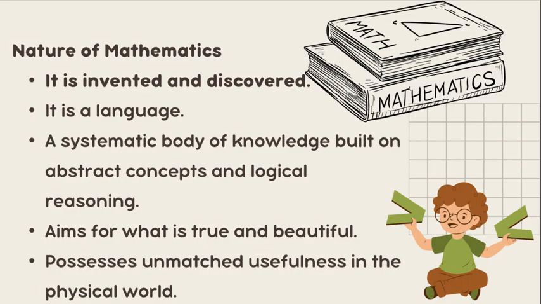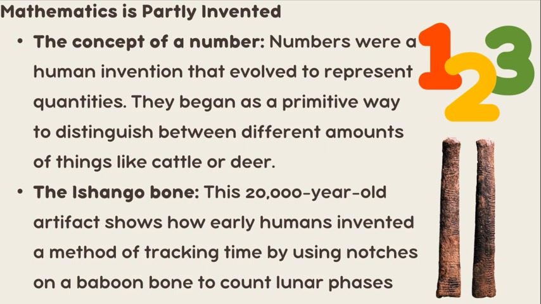So, the nature of mathematics. First, it is invented and discovered. Take the concept of a number. In the beginning, mathematics is partly invented. The beginning of mathematics is a human invention, and is nearly as old as humanity itself. It began as a method to represent thoughts about quantity, form, pattern, and change. The concept of a number, for example, is an early manifestation of the concept of quantity, which gradually evolved into a primitive number system.